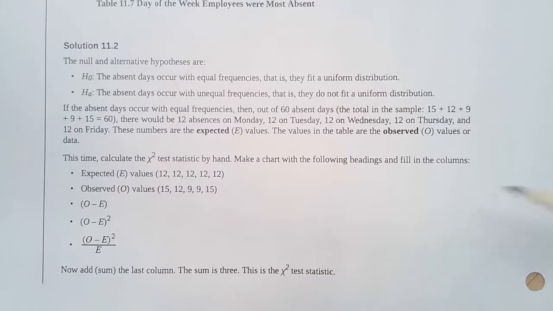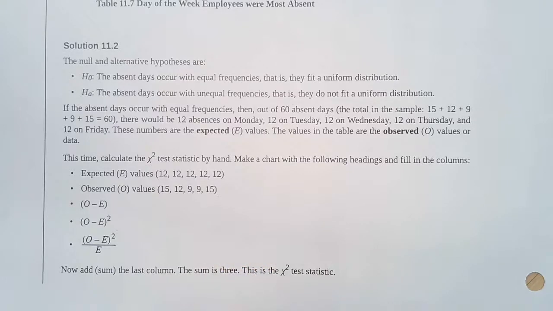All right, so as we go through on this, we're going to figure out our expected values. So if absences are happening with equal frequency, then out of 60 absent days, we would expect that every day of the week there would be 12, because 60 divided by 5 days gives us 12. So 12 on Monday, Tuesday, Wednesday, Thursday, and Friday. That's the expected value. Now remember, the expected and the observed values happen when we assume that the null hypothesis is true. So if it is equally spread out, each day is going to have 12. And then for our observed values, we have 15, 12, 9, 9, and 15.